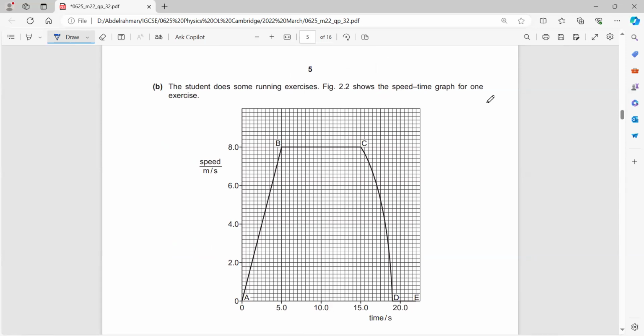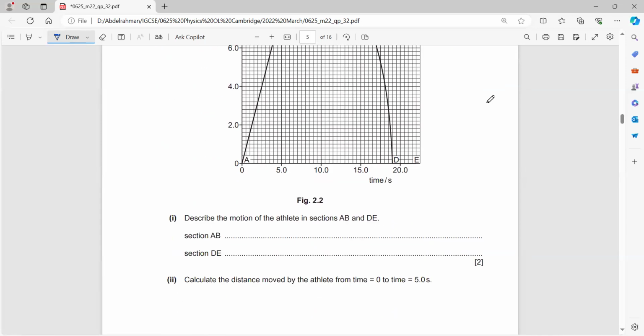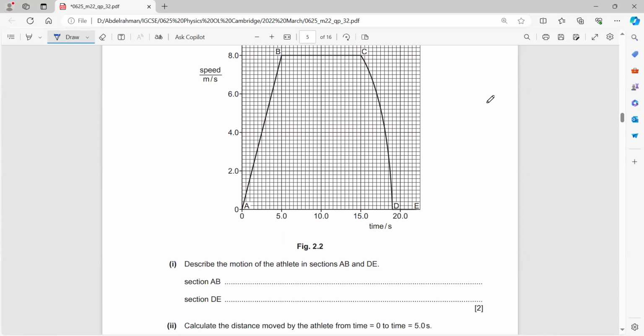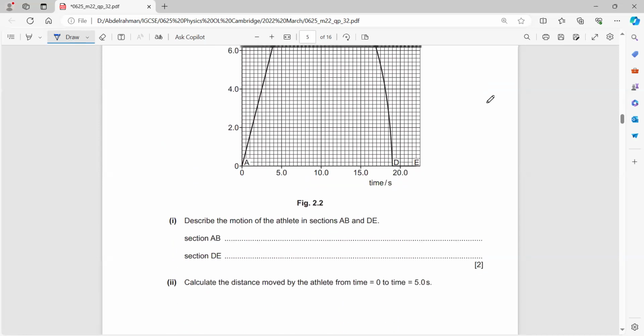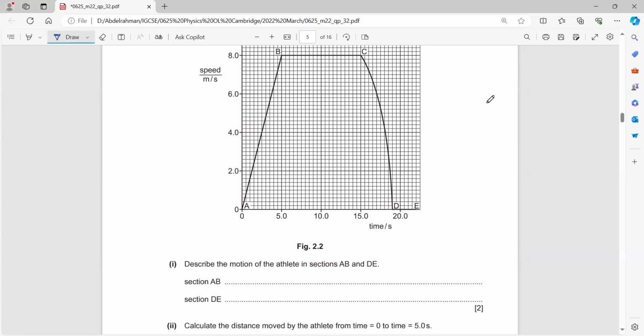Student does some running exercises, speed time graph. Describe the motion in AB. What does acceleration mean? Increasing the speed. So speed increases, or you can say acceleration. What about section DE? It stops, at rest. Okay, good.